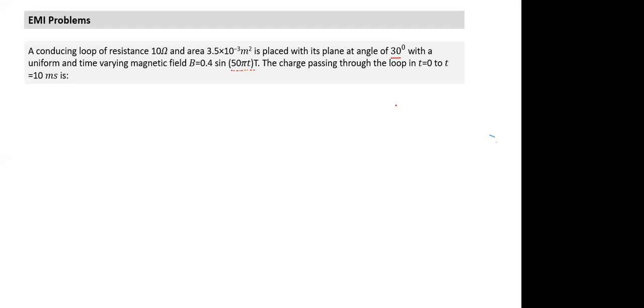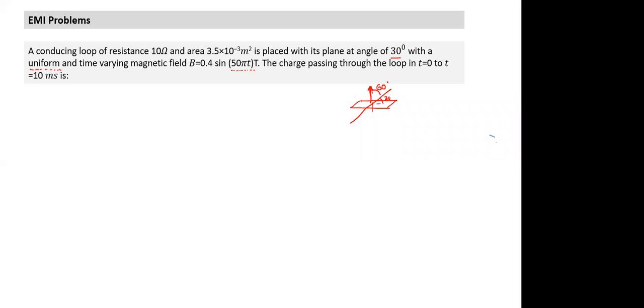If I draw a loop here, we can take a loop of any shape. We can draw something like this, or you can draw a circular loop. The shape of the loop is immaterial. What is given? The conducting loop makes an angle of 30 degrees with the uniform time-varying magnetic field. Uniform means it doesn't change from one point to another. It changes with time. So the angle between the area vector and the field vector is constant at 60 degrees.